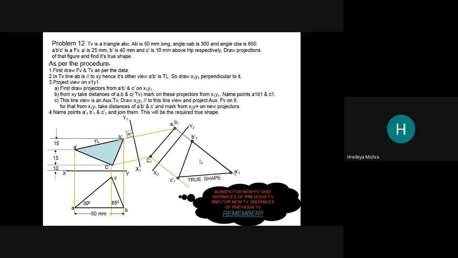Now another thing that is important to hear, in this problem we have considered only the true shape here. Okay, so we go for the next problem.